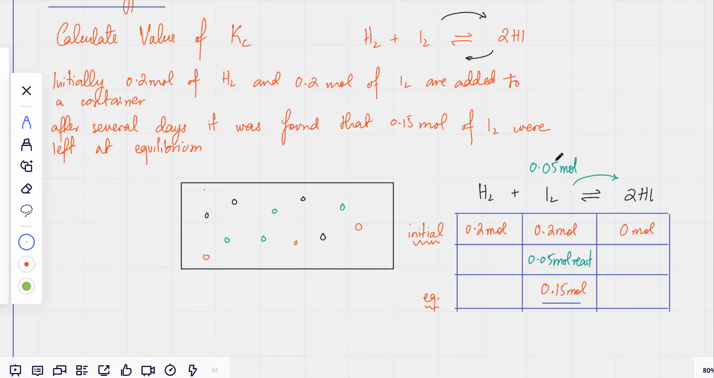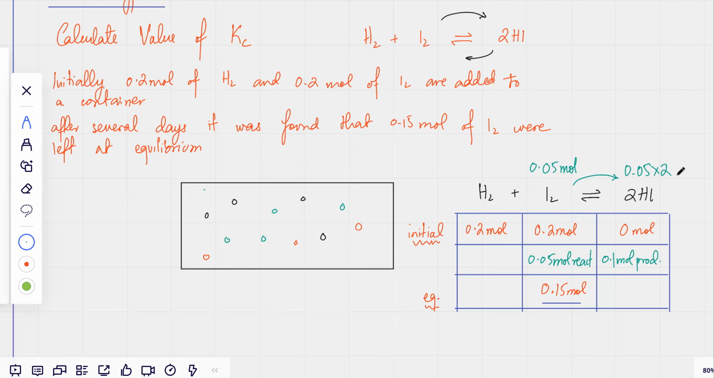They have reacted. So if 0.05 have reacted, how many HI would they have produced? 1 I2 produces 2 HI. It's 1:2, right? So if you have 0.05 reacting, the amount of HI that's going to be produced is going to be twice that amount. So they're going to produce 0.05 times 2, which is 0.1. So we know that 0.1 moles got produced.